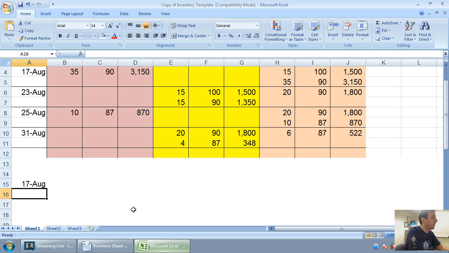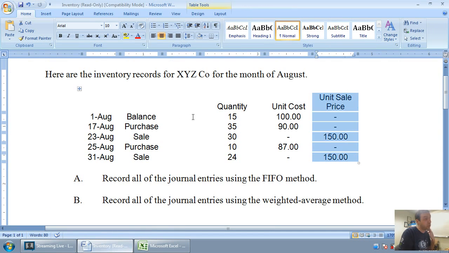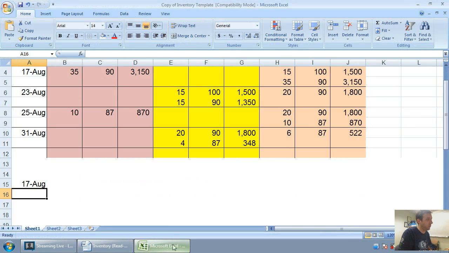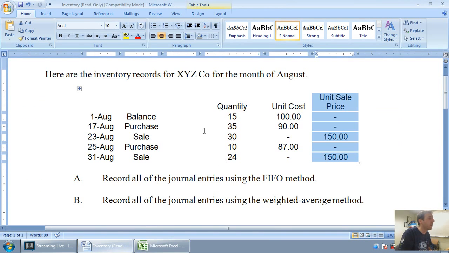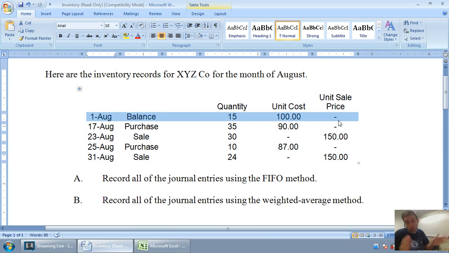you can see that we bought some inventory. It was a purchase of $3,150 worth of inventory. Again, we purchased 35 units at $90, and 35 times 90 is $3,150. Now, there's no journal entry for August 1st. That's a beginning balance. It's a balance forward. We only make journal entries for purchases and sales here.